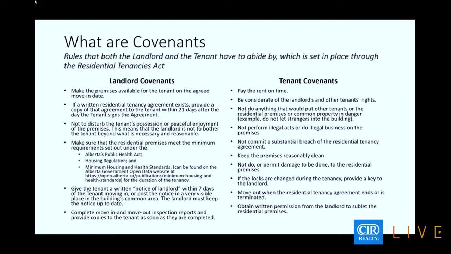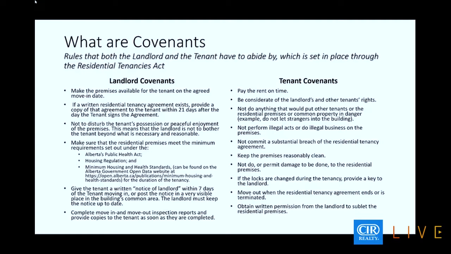Now, if the landlord wants to, give the tenant written notice within 7 days of the tenant moving in, or post a notice in a visible place for the building or common area. They also need to complete the move-in and move-out inspection and provide copies to the tenant as soon as they are completed. That is something that a lot of landlords miss. They either don't do an inspection at all, or they do an inspection and they don't give the tenant a copy, or they wait and give the tenant a copy later.